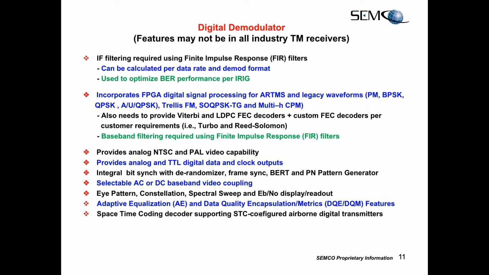And so you want to have the flexibility to go in there and optimize that IF filtering, both with the SAW filters and with the FIR filters. One way to do it is in an auto mode, where you have the software do the algorithms and select the filtering that is automatically calculated per iRig format. That way you don't have to sit and try to remember that SOQPSK needs 7 megs at a 10 megahertz data rate, and PCM FM needs 1.2 minimum and 1.5 maximum. You don't have to worry about that anymore because the receiver can actually do that calculation for you. So that's something you want to consider as a feature that is very good for you to use, very efficient. So the demodulator incorporates FPGA digital signal processing for all of the Artem waveforms and also the legacy waveforms.